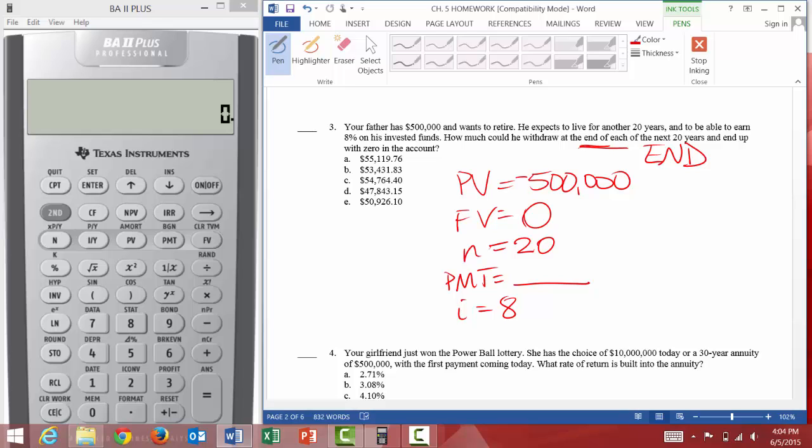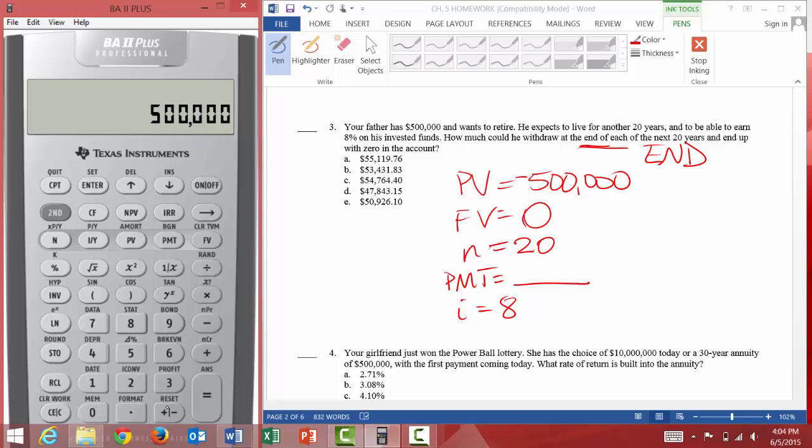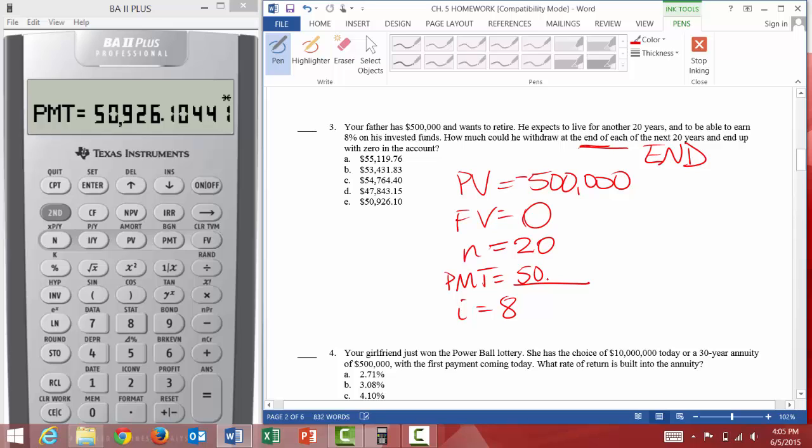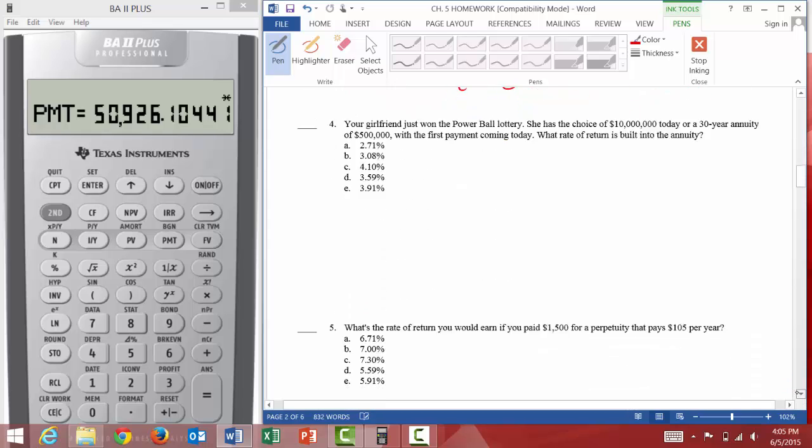So I'll go over to the calculator, and I'll put 500,000, it's an investment, present value, 0 future value, 20 N, 8 I, and then hit compute payment. And you get $50,926.10. And that's answer E. So he'll be able to live on $50,000, or basically $51,000 a year. So let's look at the next one.